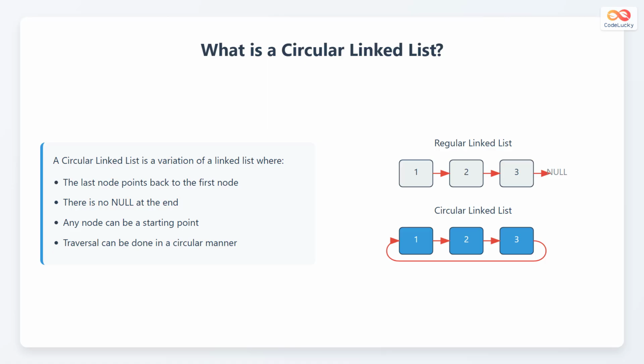Because of this circular nature, there's no concept of an end in a circular linked list. You can start at any node and traverse the entire list. The main features are that the last node points back to the first node, there is no null at the end, any node can serve as a starting point, and traversal can be done in a circular manner.